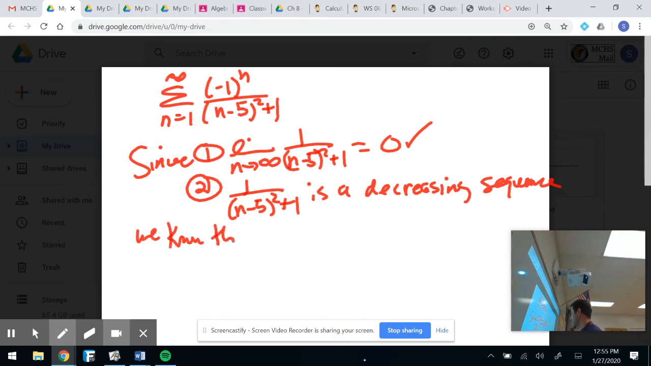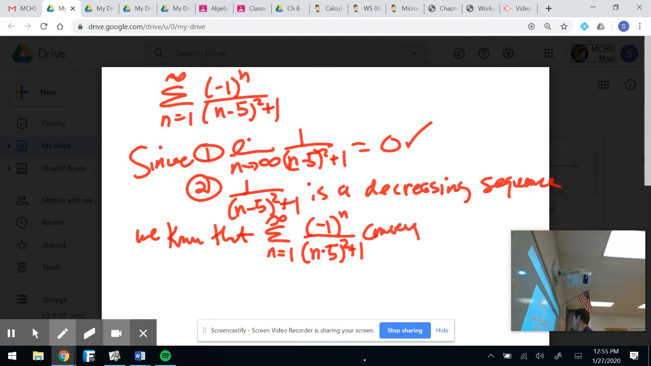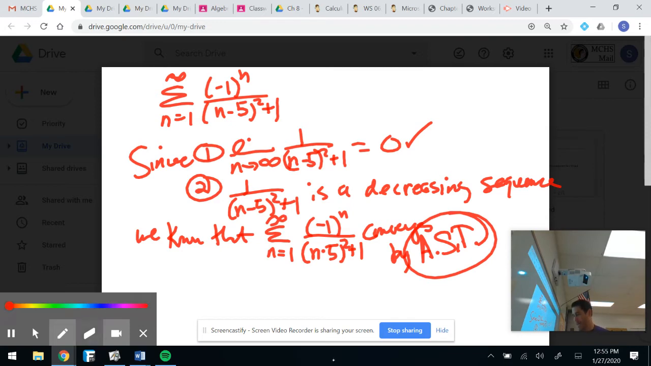We know that my original problem, the sum as n equals 1 goes to infinity, with that alternator in it, over n minus 5 squared plus 1, converges. Remember, this is not a comparison, so it's not a limit comparison or direct comparison, but it converges by what? By the AST, the alternating series test. Write those out.